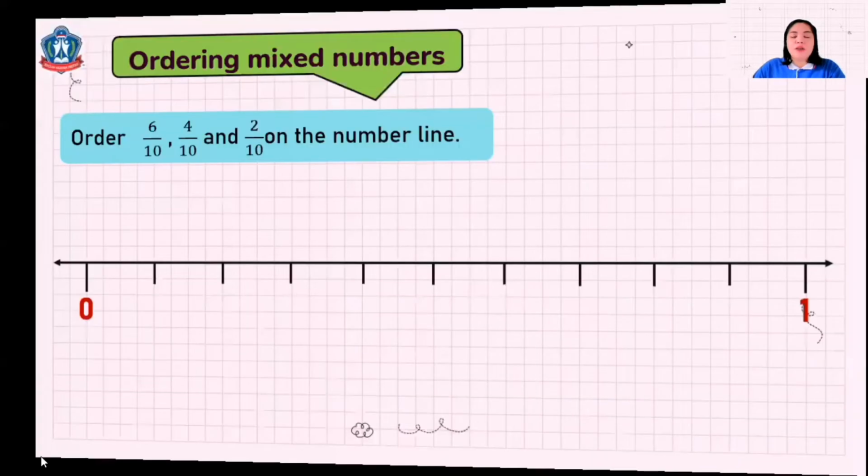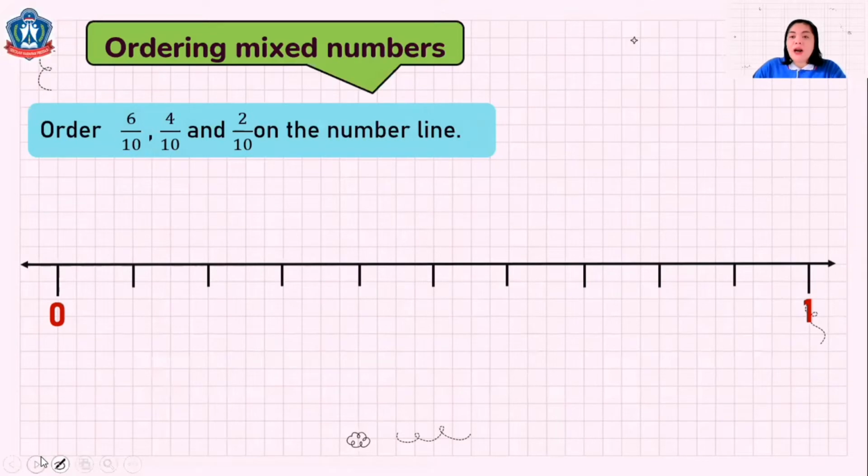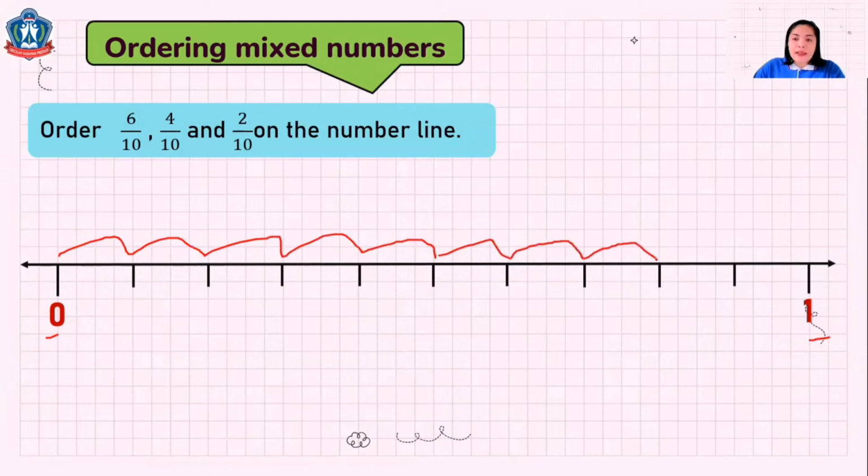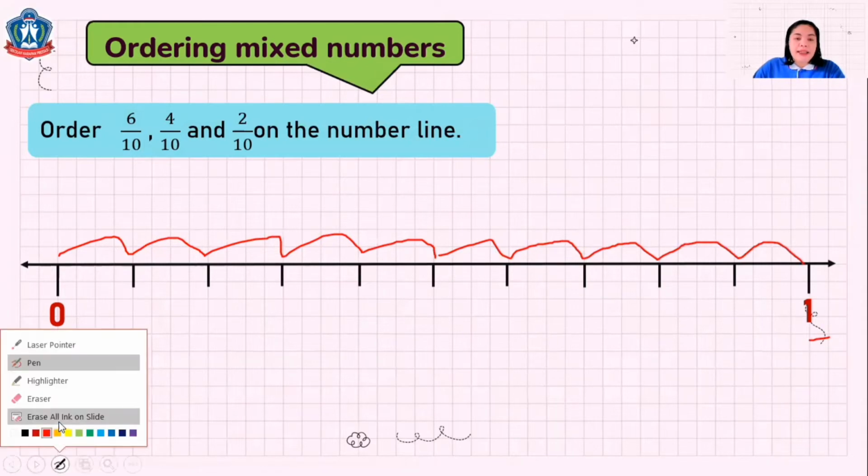Now let's go to ordering mixed numbers on a number line. Now look at our number line. Our number line is divided into 10 equal parts from 0 to 1. Let's count if this is 10 equal parts. We have 1, 2, 3, 4, 5. So this is the middle. 6, 7, 8, 9, 10. Correct. So this number line is divided into 10 equal parts.